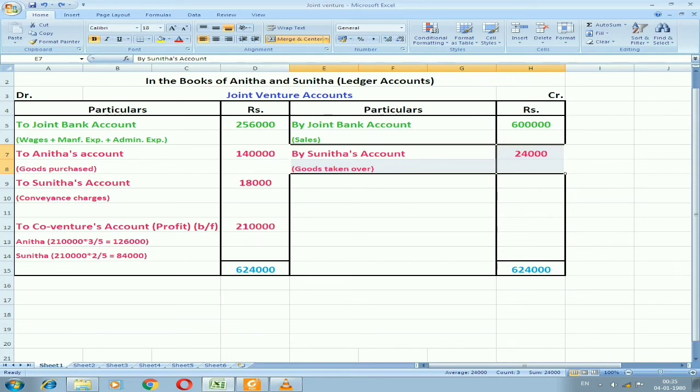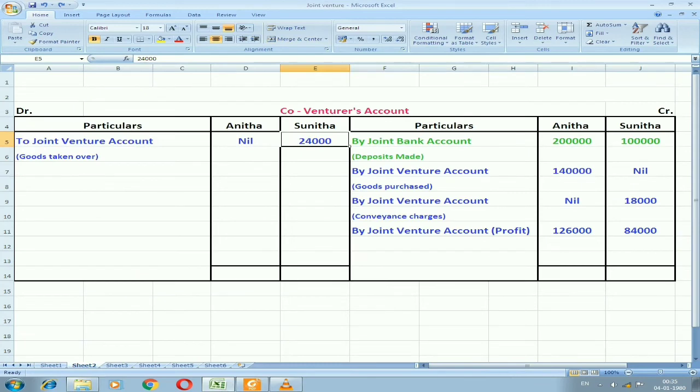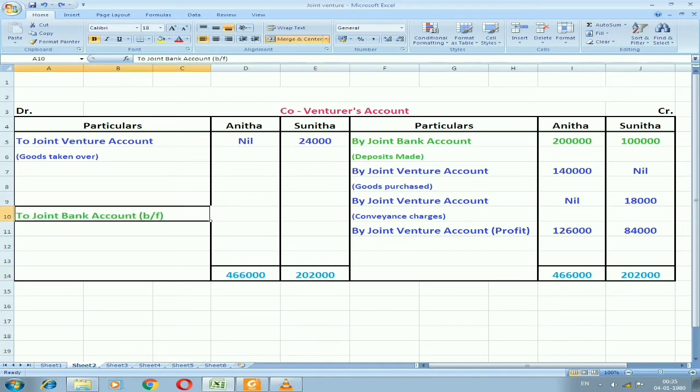Then we can close the co-venturer's account and find out the balance. That balance will be transferred to the next account, that is the joint bank account. So the total will be more on the credit side: 4,66,000 in Anita's column, 2,02,000 in Sunita's column. Both amounts will be on the debit side. The balance will be transferred to the joint bank account, the next account. The amount in Anita's column will be 4,66,000, and in Sunita's column 1,78,000. The third account we are supposed to record is in the name of the joint bank account.